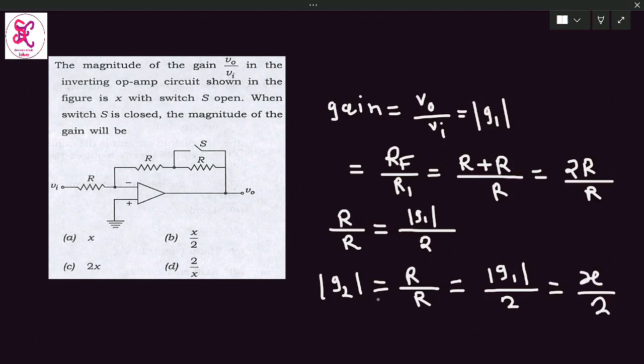So what is the gain when the switch is closed? The magnitude of the gain when the switch is open is X. As I put the value of X here, the magnitude of the gain when the switch is closed is X by 2. So option B is right in this problem. So this is the solution of this problem.